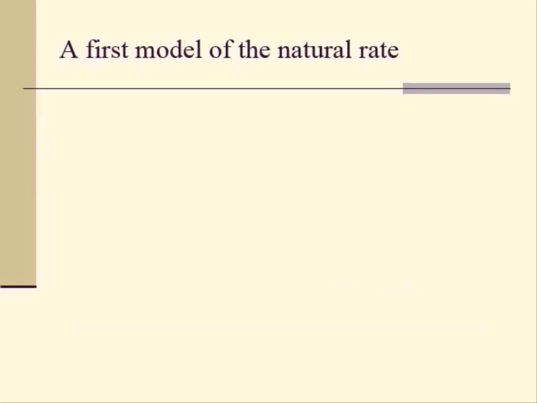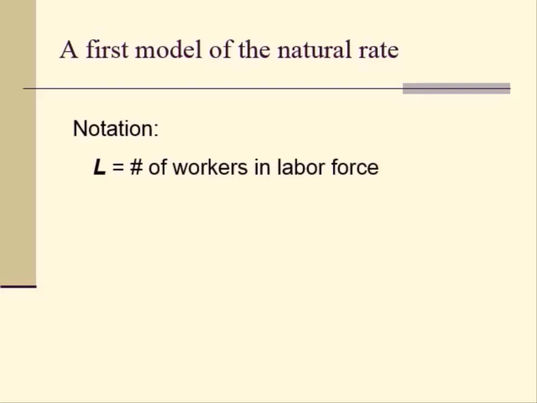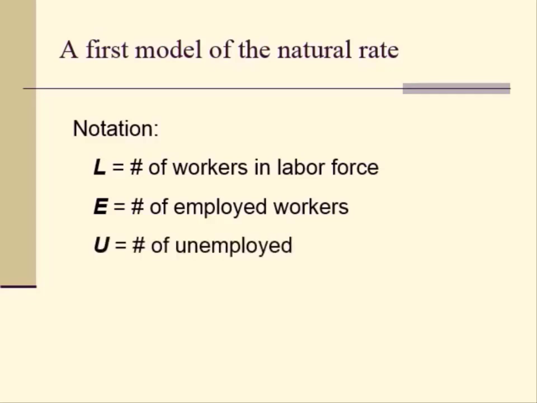So now let's explore the first model of the natural rate by defining the notations. L is defined as the number of workers in the labor force. E is defined as the number of employed workers. U is defined as the number of unemployed. And finally, U over L is defined as the unemployment rate.